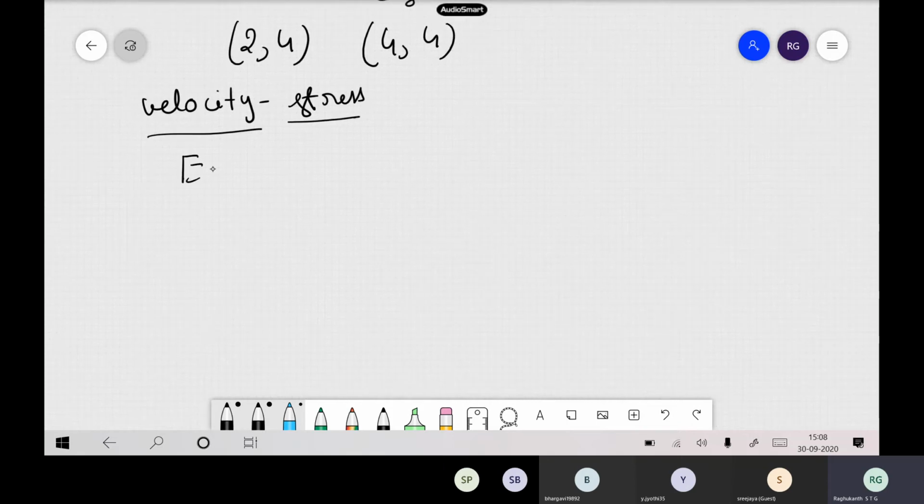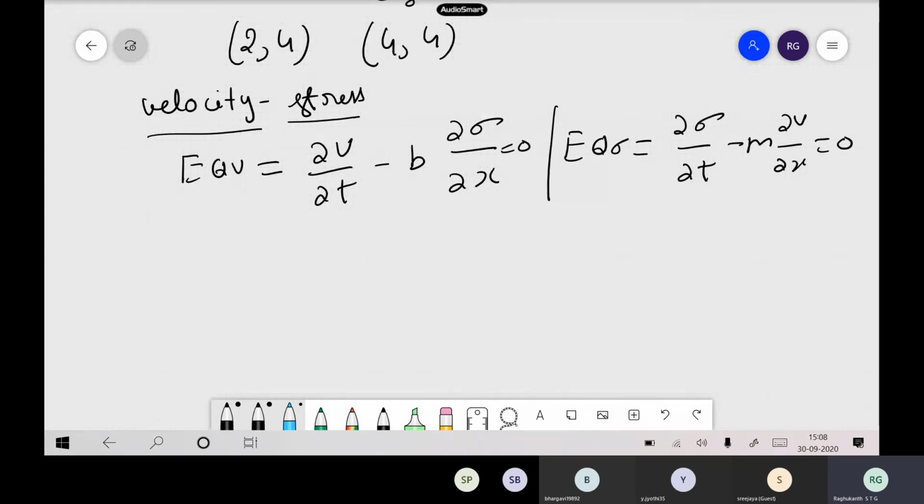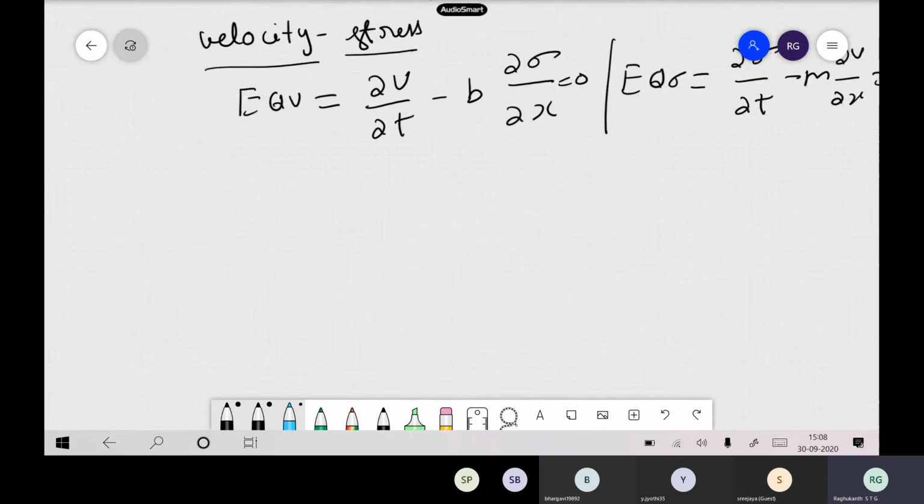So we have already written these equations. So dou v by dou t equals minus b into dou sigma by dou x, and the other equation, dou sigma by dou t equals minus m into dou v by dou x. So these are the equations for velocity stress formulation. So now you can go for higher order terms.